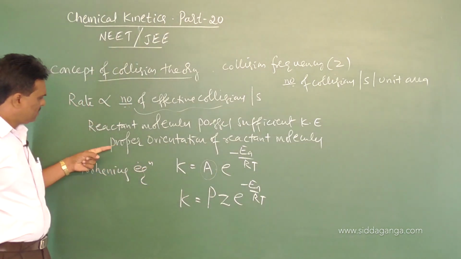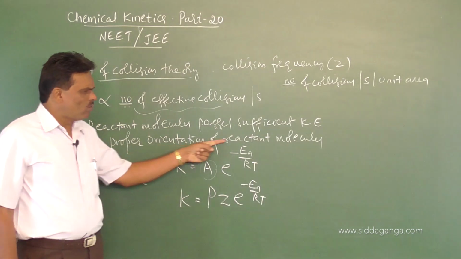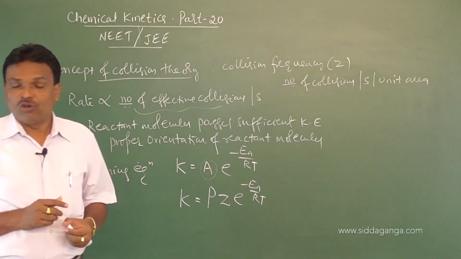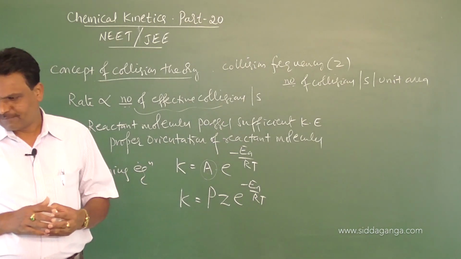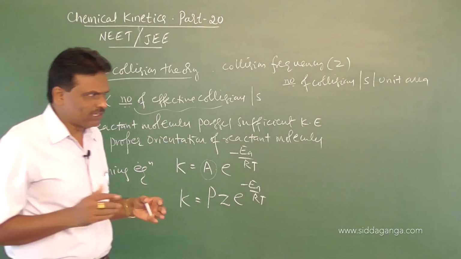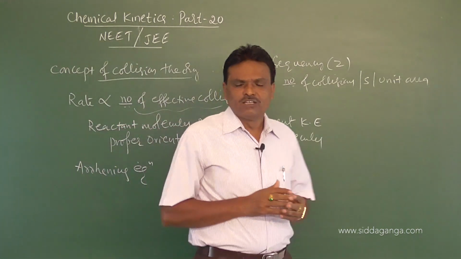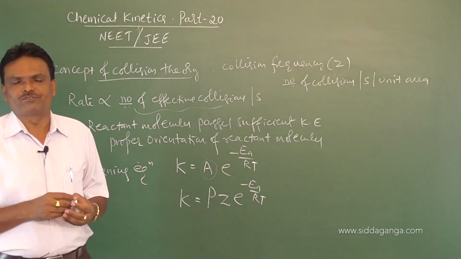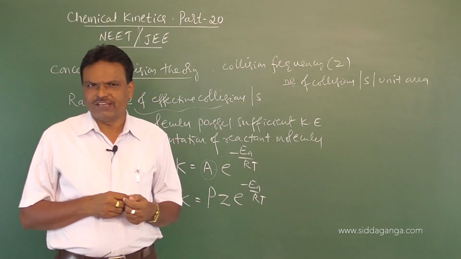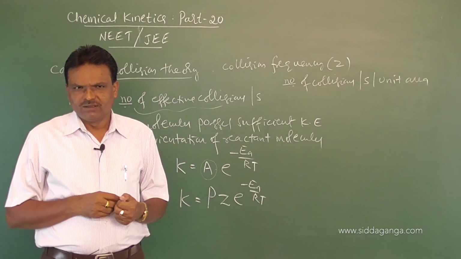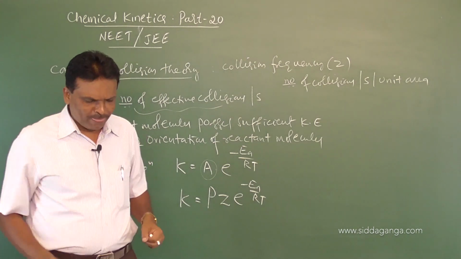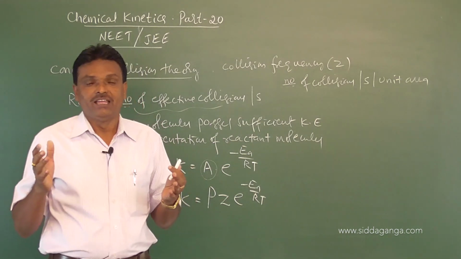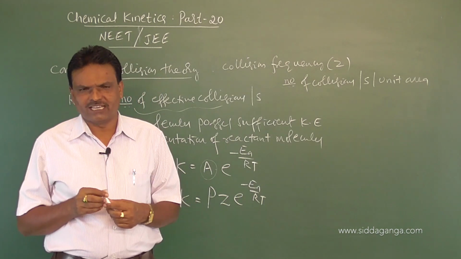Look at the second point, proper orientation of the reactant molecules. If the reactant molecules are not properly arranged, the reactant molecules bounce back. That can be easily observed in the case of an SN1 reaction. Tertiary butyl bromide, in the presence of polar solvents, undergoes ionization to form a tertiary carbocation. That is a planar structure.